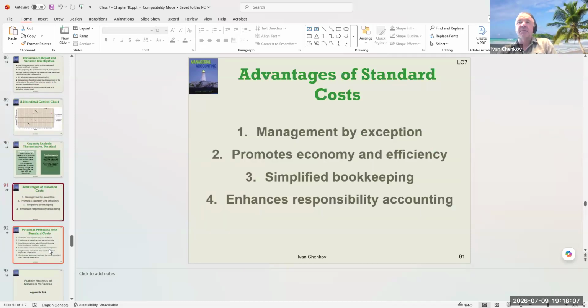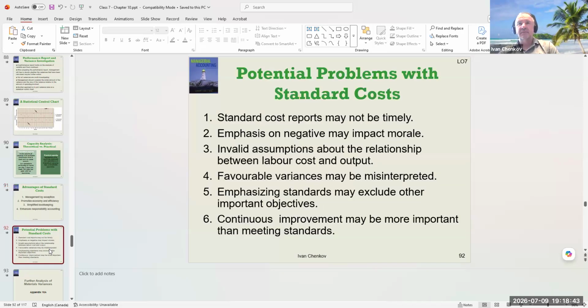Advantages of standard costing is management by exception. Why? Because again, we're chasing the variances, we're identifying the variances, we're asking questions, we're waiting for the explanation, implementing the changes, and seeing the results. It promotes economy and efficiency. The more you understand about the processes in the company, the better you can be on the efficiency and on using the resources. Obviously, it's going to simplify the bookkeeping and enhance responsibility accounting as well.